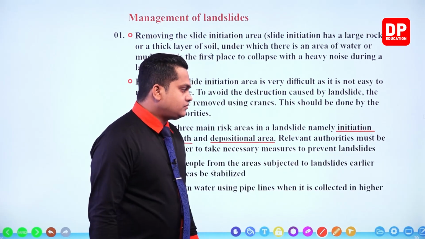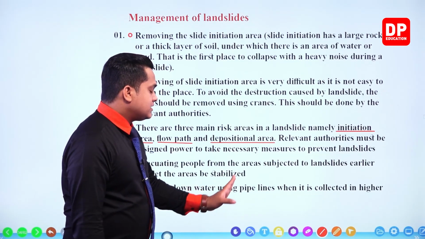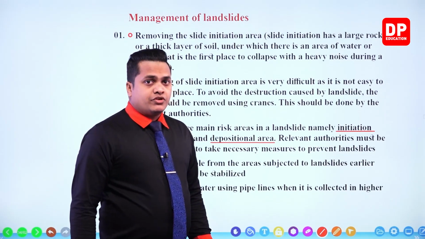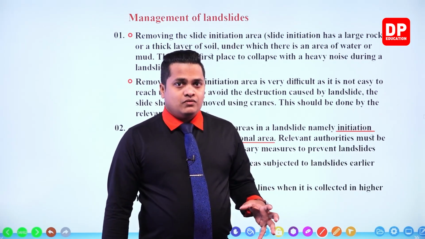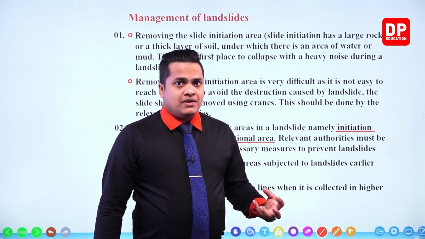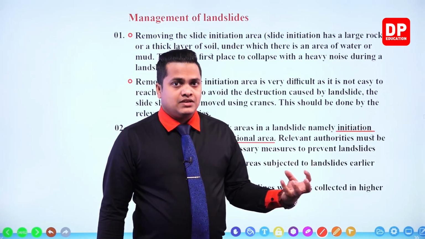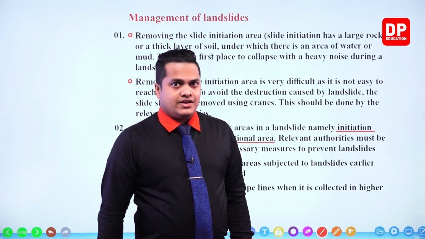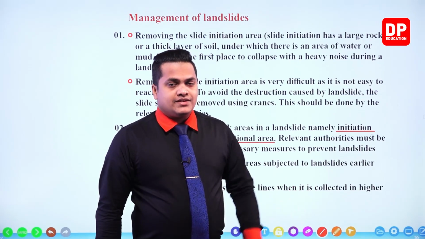Okay, then the next one: bringing down water using pipelines when it is collected in higher levels. This is also a good trick. Now, soaking of water is the main reason for a landslide, no? So if we can remove water by using pipelines within the mountains or cliff areas, then my dear children, we can minimize the risk of getting a landslide.